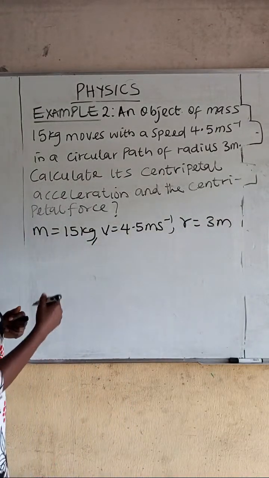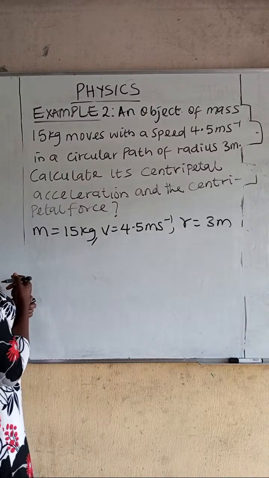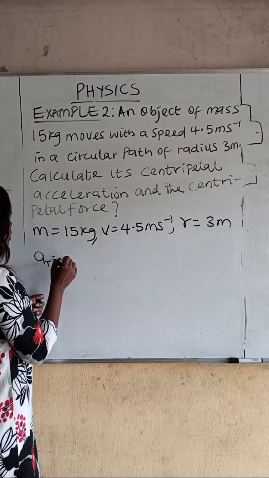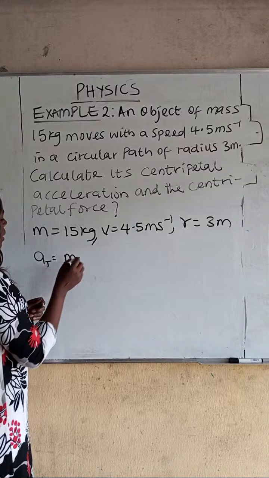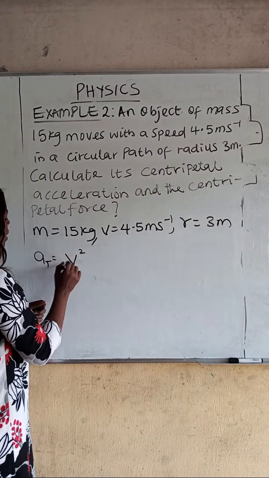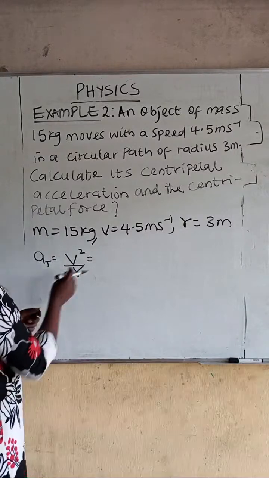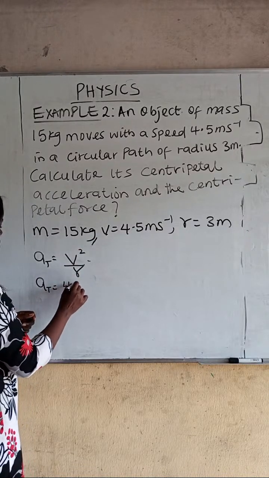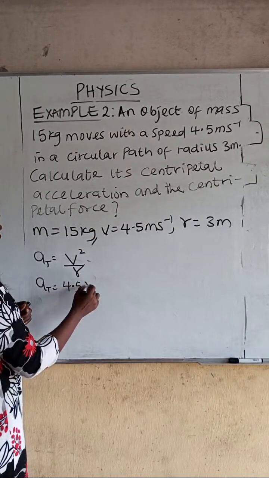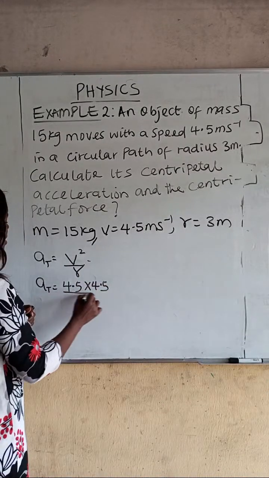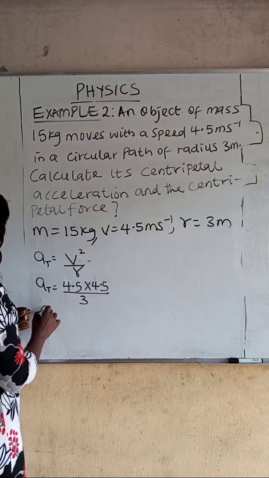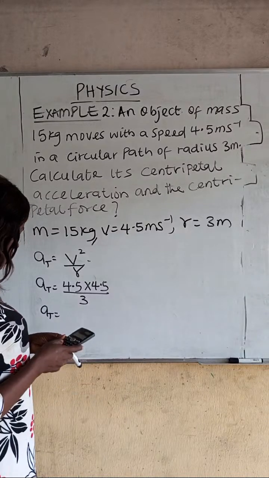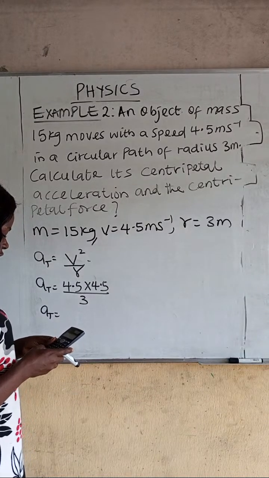Now, what we need to do is to set our formula. The formula for centripetal acceleration is a equals v squared over r. So what is my velocity? It's 4.5, right? I can say 4.5 times 4.5, divided by 3. We use our calculator to say 4.5 times 4.5.